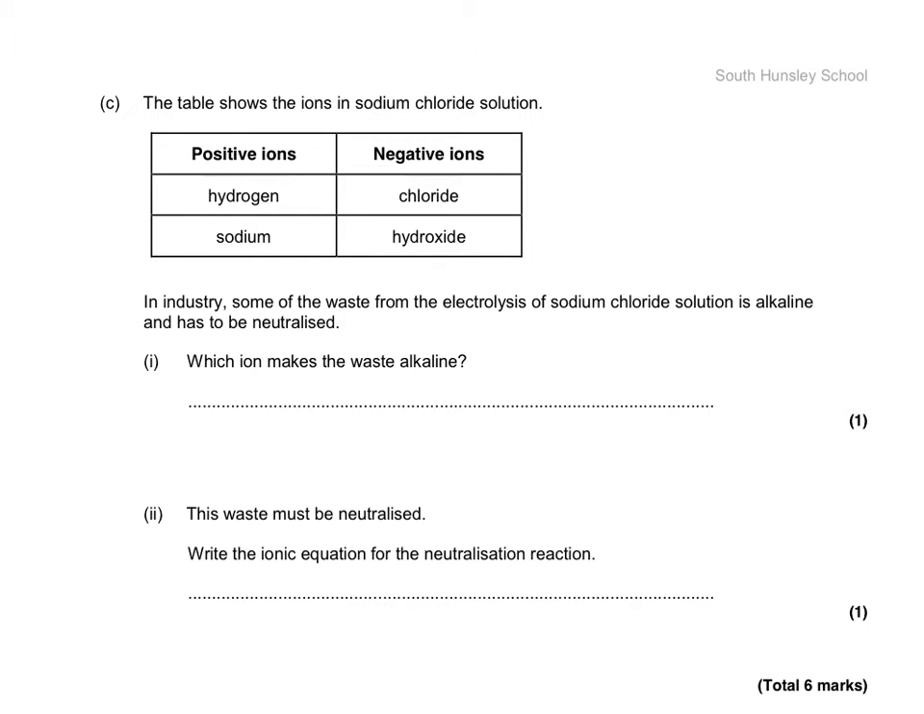This one here, if we're looking at what makes the waste alkaline, remember that alkali is caused by the hydroxide. If you were looking at what makes something acidic, that is your hydrogen ions that make it acidic, but they're asking alkaline, and so that's your hydroxide ion. If you want the ionic equation for neutralisation, then you're going to take your positive acidic hydrogen ion and your negative alkali hydroxide ion, OH-, to make H2O neutralised. You've made water.